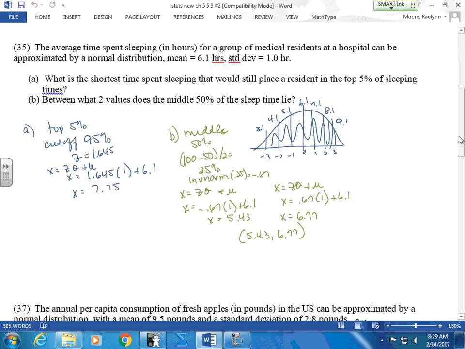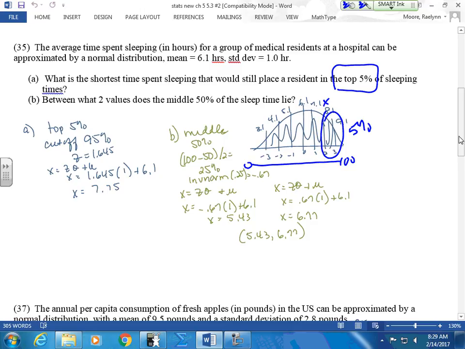What is the shortest time spent sleeping that would still place a resident in the top 5% of the sleeping times? Top 5. It goes from 0 to 100. Where do I find the top 5? To the right or to the left of the mean? To the right. Somewhere up here, I want this to say 5%. I want to find that cutoff spot.